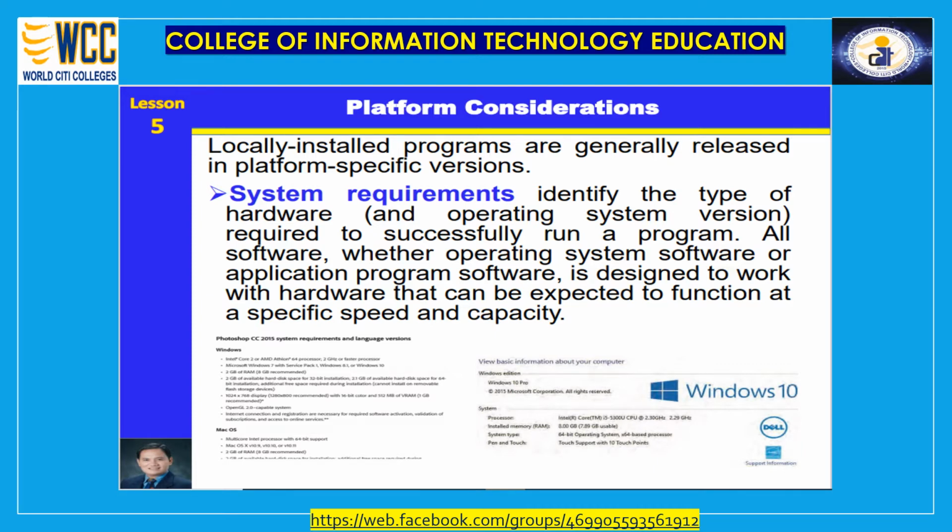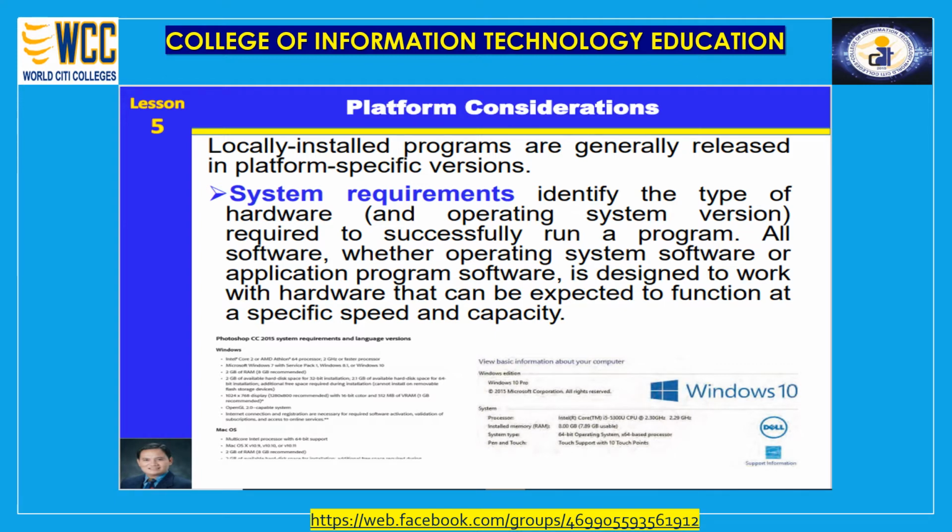Actually, on platform considerations, locally installed programs are generally released in platform-specific versions. In computing, a platform is the environment within which a specific piece of software is designed to run. The operating system, installed drivers, and hardware create the platform. That means if you want to install a program on your PC, you must find the version of the software that is designed to run on your operating system.